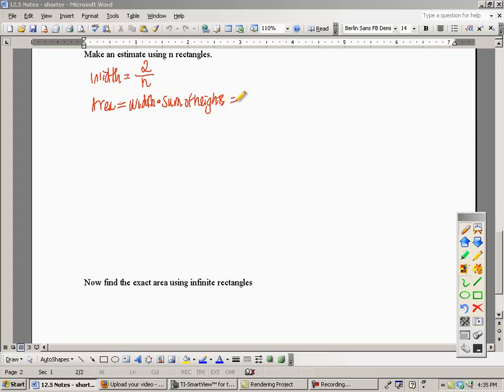And so if I look at this, my width is 2 over n, and I'm going to put it in brackets, and then we look at the heights. The heights are first 2 over n, plus my next height will be my next multiple of that, so 2 times 2 over n, plus 3 times 2 over n, plus as we keep going and going in increments of whatever this 2 over n is, and the problem is I don't know.